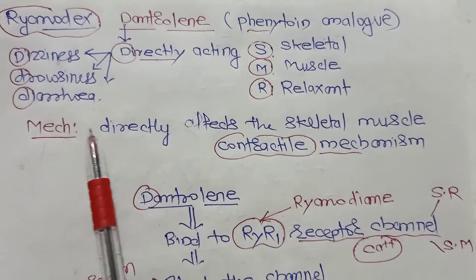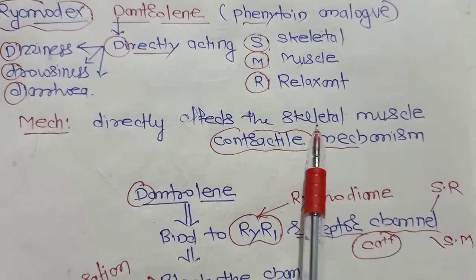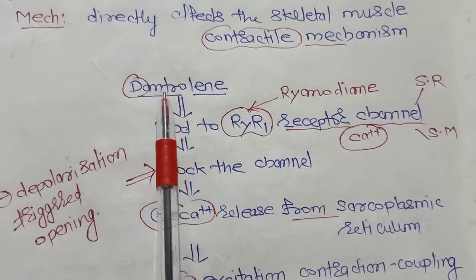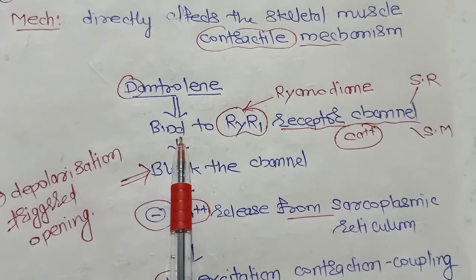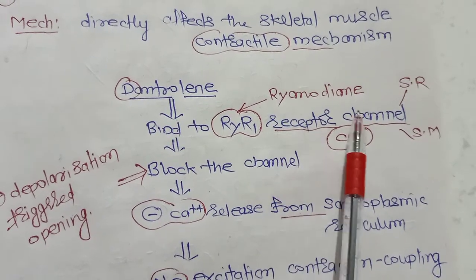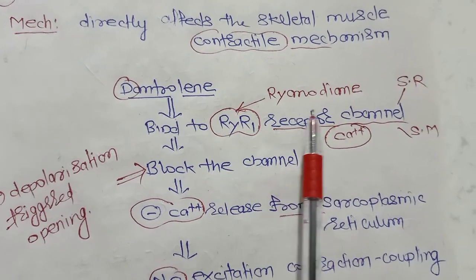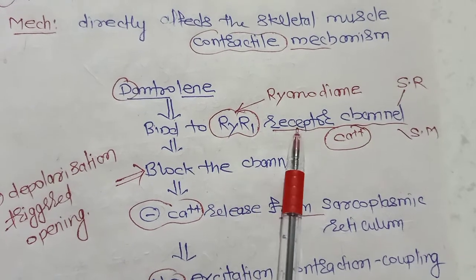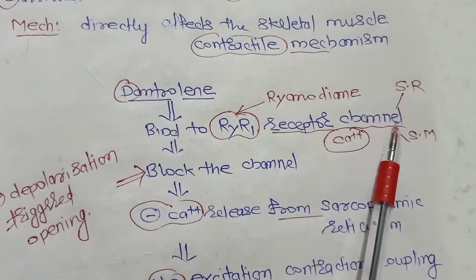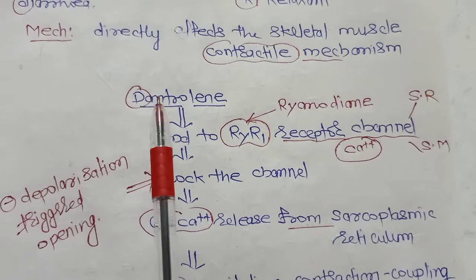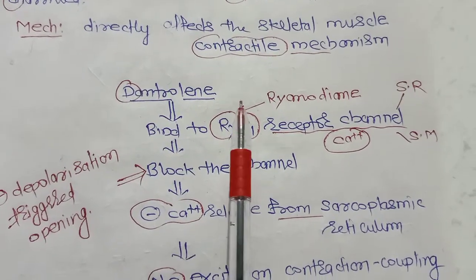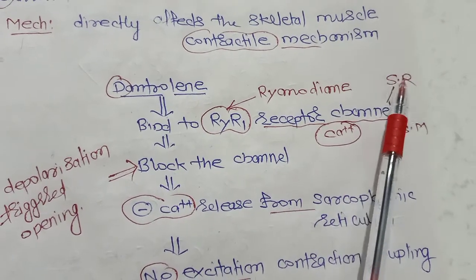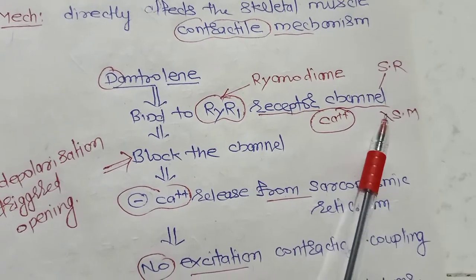Now, by which mechanism does it act? It directly acts on the skeletal muscle contractile mechanism. Where is dantrolene going to bind? It is going to bind on the ryanodine receptor channels, which are present on the sarcoplasmic reticulum of the skeletal muscle. So dantrolene binds on the ryanodine receptor present on the sarcoplasmic reticulum of skeletal muscle.